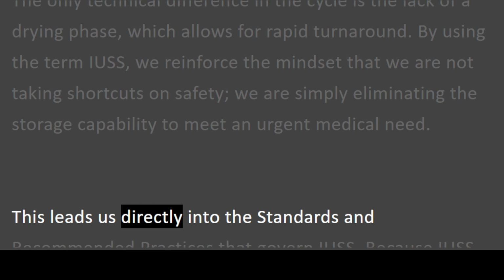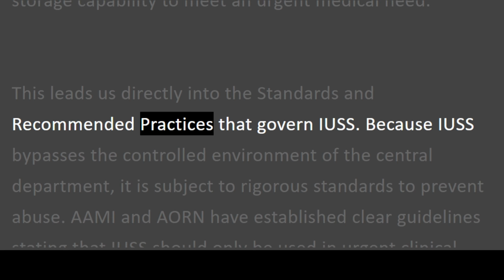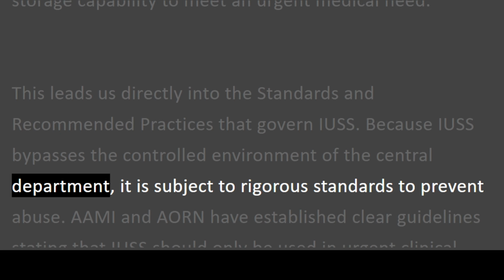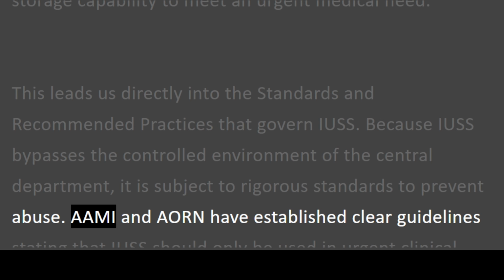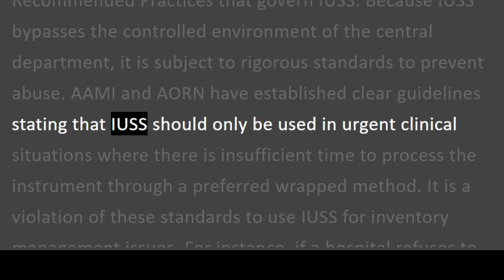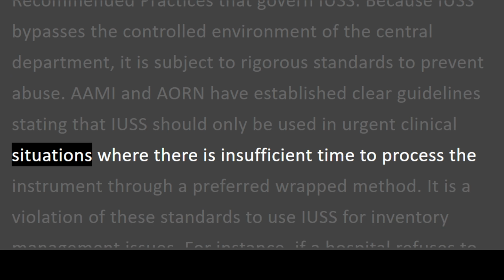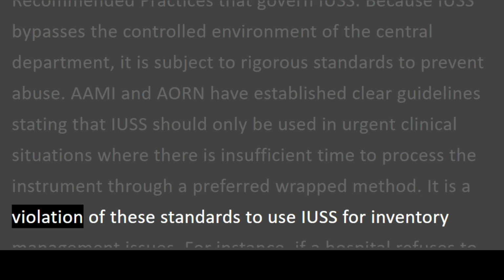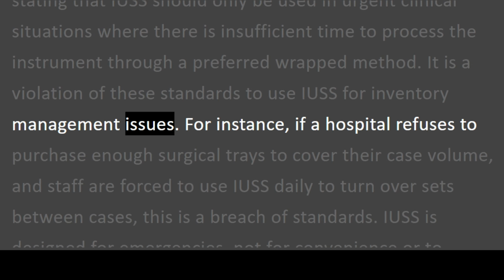This leads us directly into the standards and recommended practices that govern IUSS. Because IUSS bypasses the controlled environment of the central department, it is subject to rigorous standards to prevent abuse. AAMI and AORN have established clear guidelines stating that IUSS should only be used in urgent clinical situations where there is insufficient time to process the instrument through a preferred wrapped method. It is a violation of these standards to use IUSS for inventory management issues.